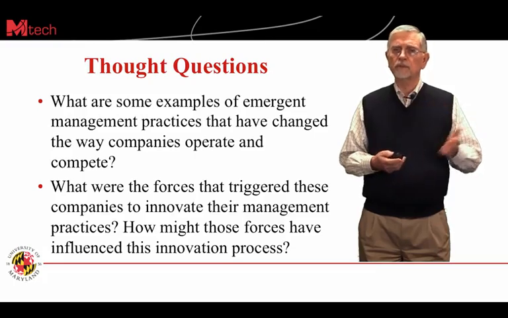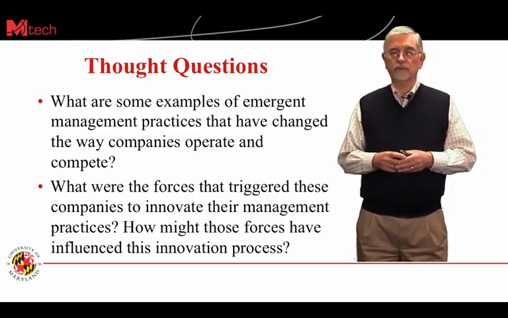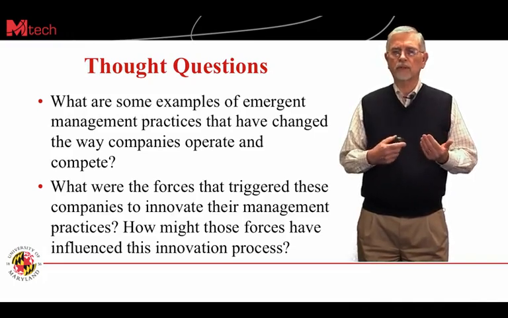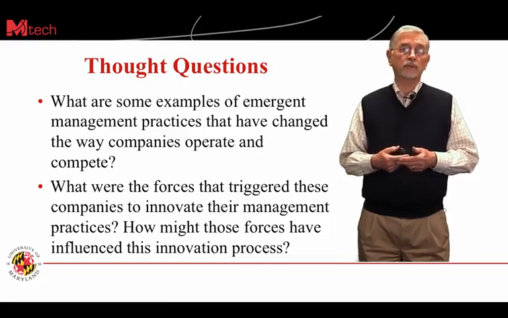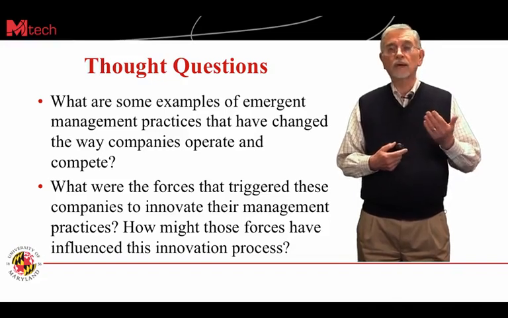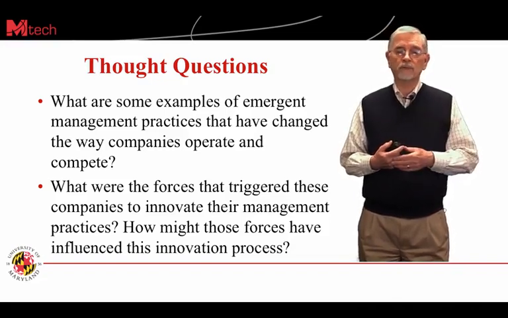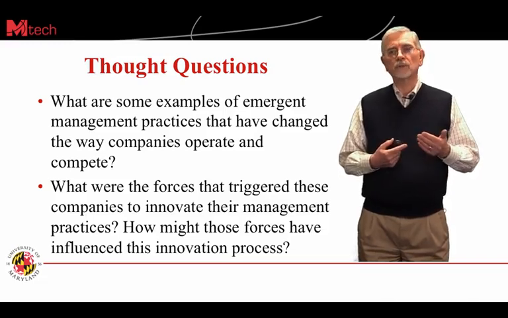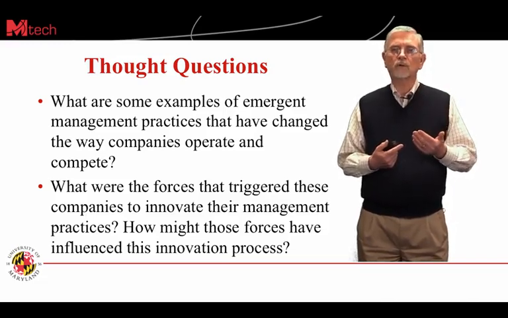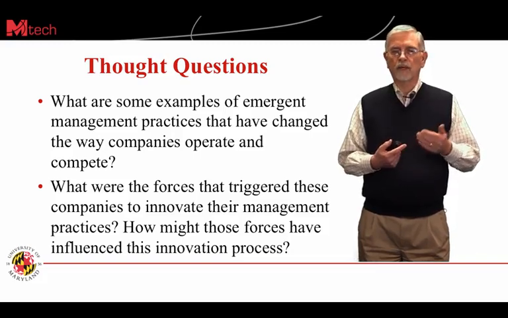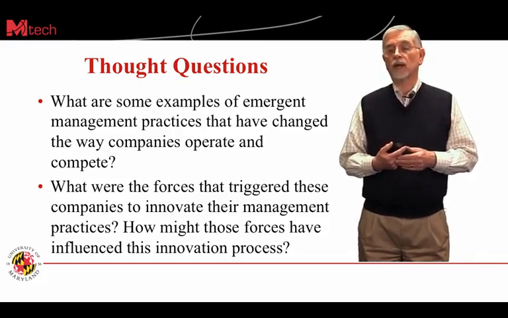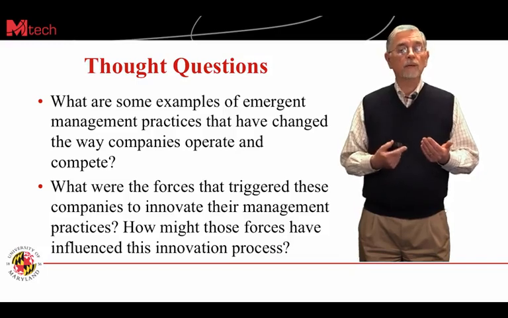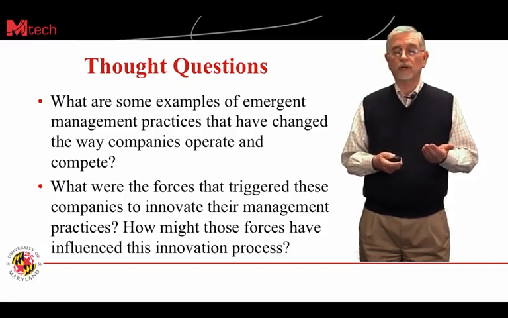So here are some thought questions about that type of innovation. What are some examples of emergent innovation practices, management practices, that have changed the way companies operate and compete? Just-in-time inventory is a classic example of one that emerged because it was an attempt to overcome shortfalls in inventory and time delays in inventory. And so you can ask yourself, what were the forces that triggered these companies to innovate that management practice, or any management practice? And how might these forces have influenced the management process?